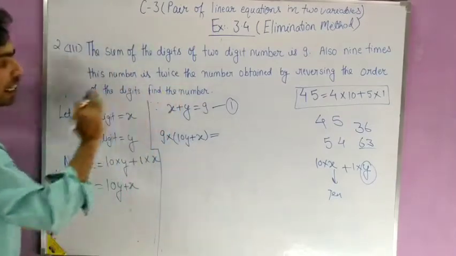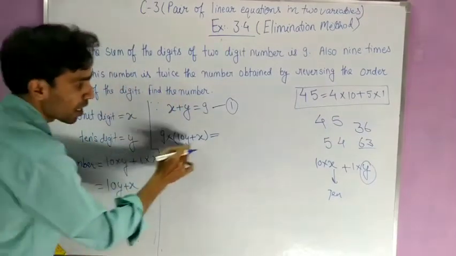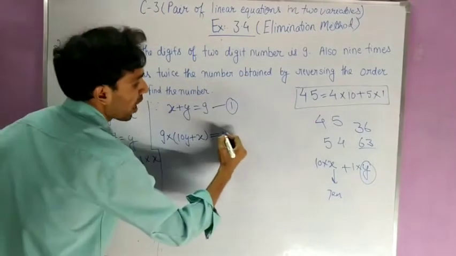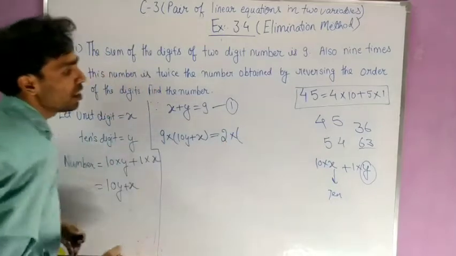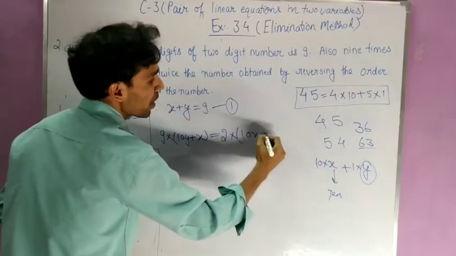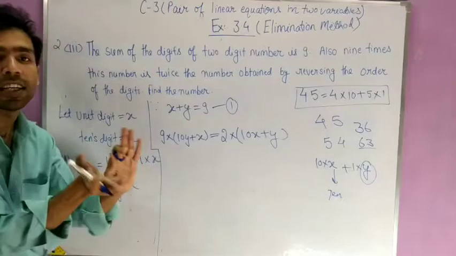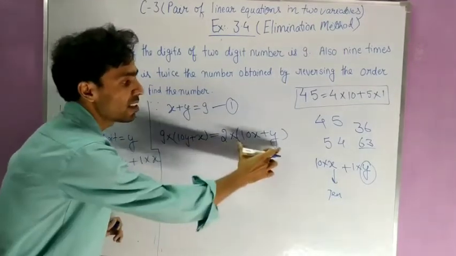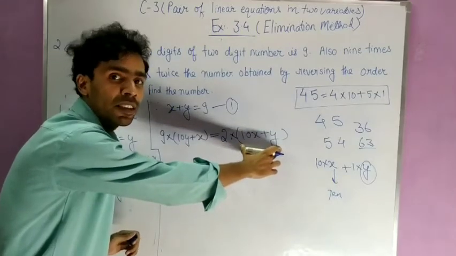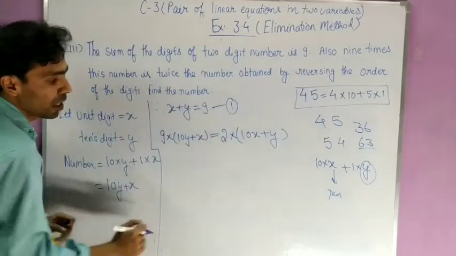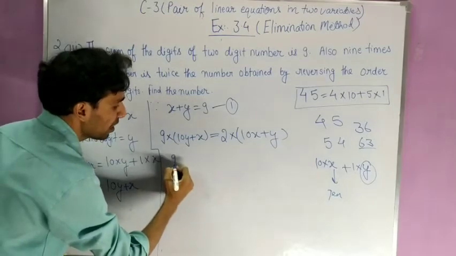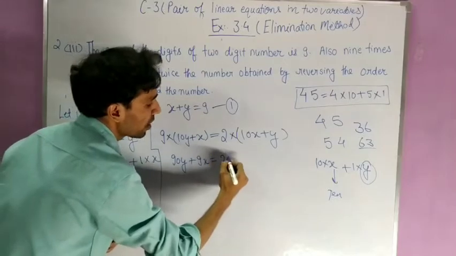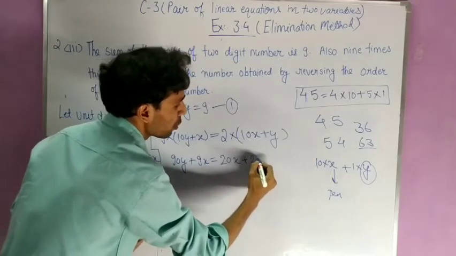So 9 times this number, meaning the original number, is twice the number obtained by reversing the digits. Twice the number obtained by reversing the digits will be 10x plus y. Just interchange the digits. So this was the initial number and this is the number obtained by reversing the digits. Now solve it. It will come 90y plus 9x equal to 20x plus 2y.